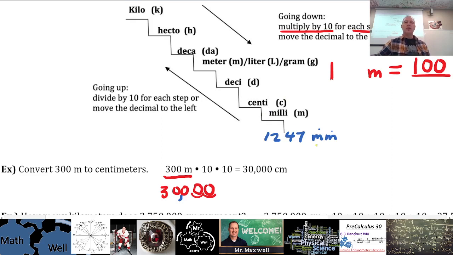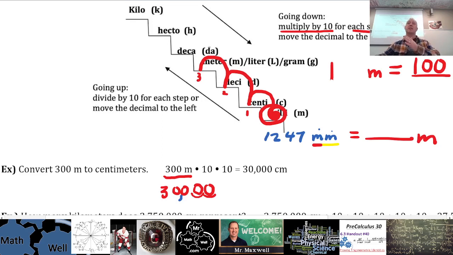But what you do is you start on the stair that has this unit, so the milli. We start on the milli stair. That's where I am. And then if I have to convert to meters, that means I start here and I go up to where the meter stair is. So how many stairs did I go? 1, 2, 3. And when you go up the stairs, that means the decimal place moves left. So this decimal place that would be understood to be here would go 1, 2, 3 spots and land there. So 1,247 millimeters is 1.247 meters.